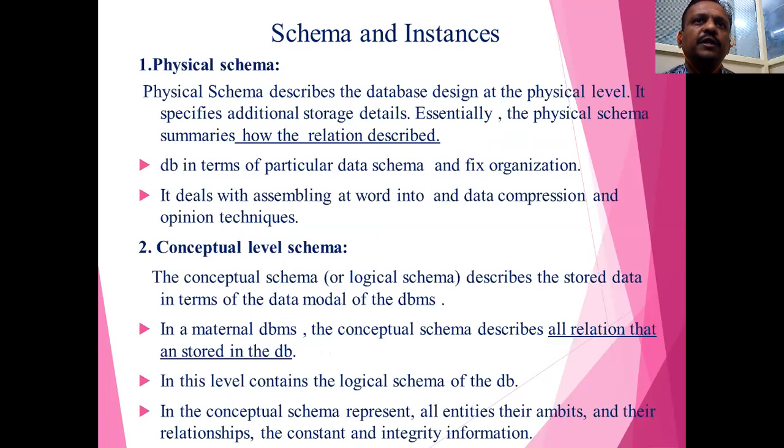Physical schema. Physical schema describes the database design at the physical level. It specifies additional storage details. Essentially, the physical schema summarizes how the relation is described. At the physical level, we have already seen how data is stored. Similar way, how the relation is described. So the database in terms of a particular data schema and fixed organization.